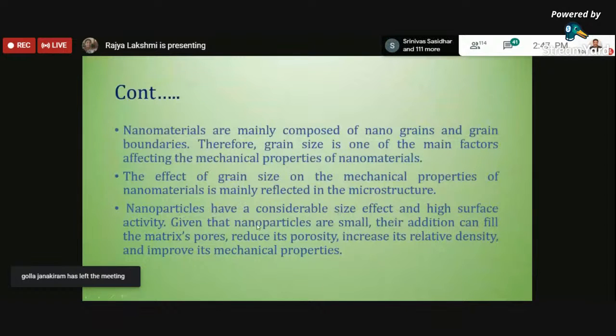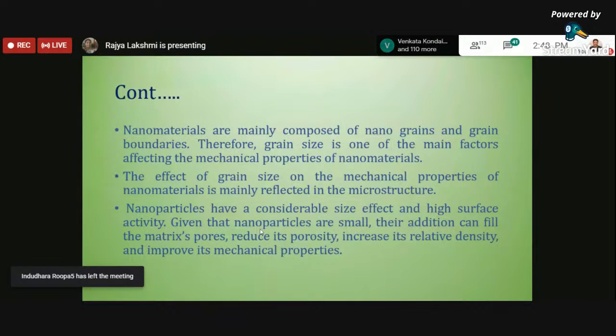If you observe, nanoparticles have considerable size effect and high surface activity. So whenever the matrix is forming in a particular material, because of small-sized particles, gaps will be completely filled. So there is no gap between the molecules or between the grains. Because of complete filling in the matrix, automatically pores will be reduced. If there is no pore, or no porosity, automatically density will improve. Because of this dense relative density, mechanical properties will improve.